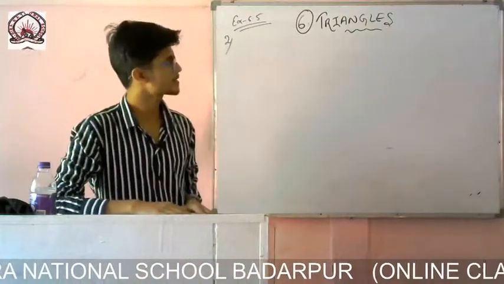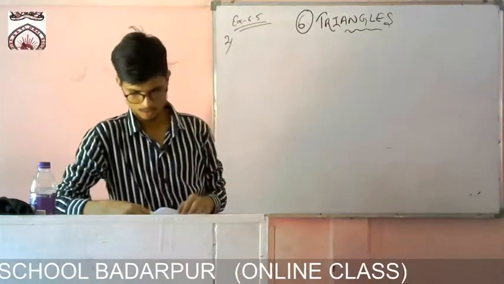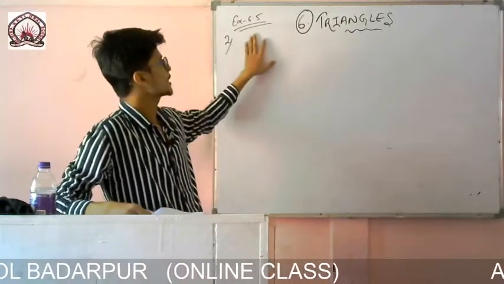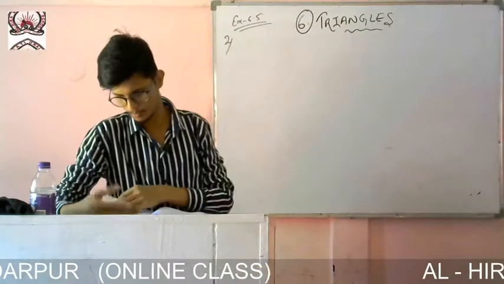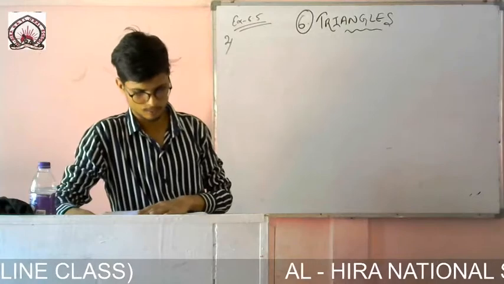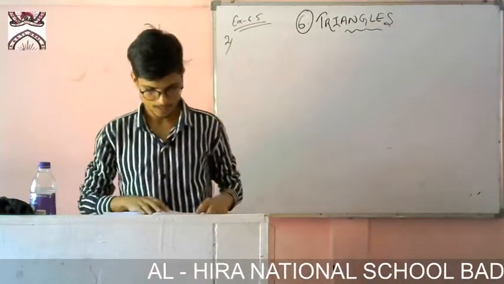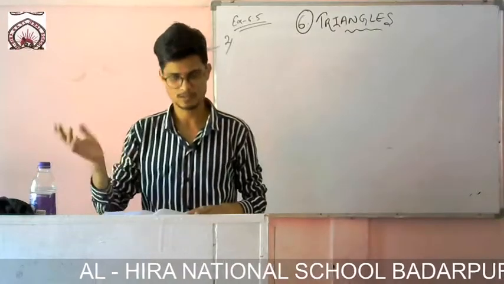Today we will be discussing chapter number 6, Triangles, the remaining part which was left. As much as I can recall, I have started exercise 6.5 and completed up to question number 1. Today we will start from question number 2, but before that, as a recap, I want to rediscuss those things which I discussed in my last class.